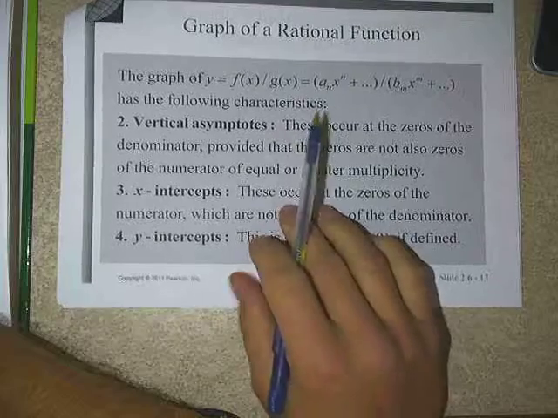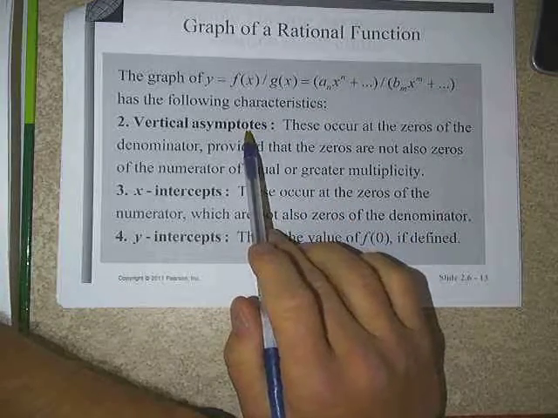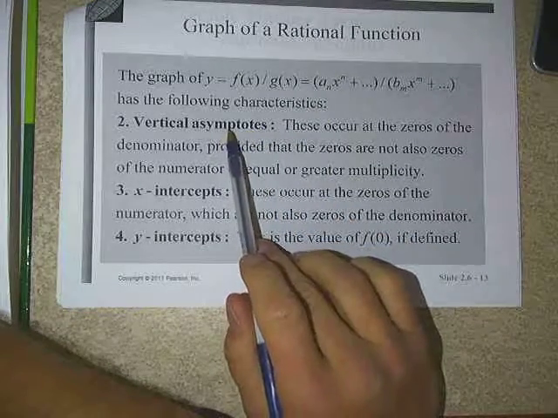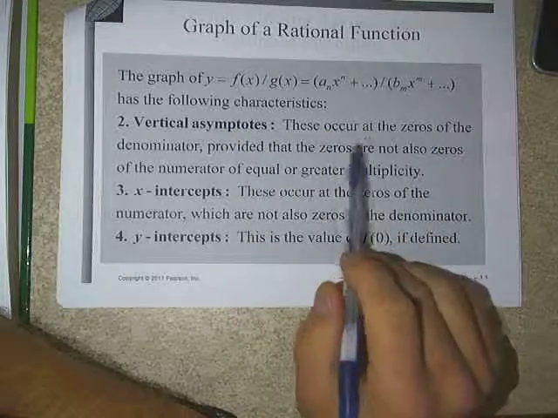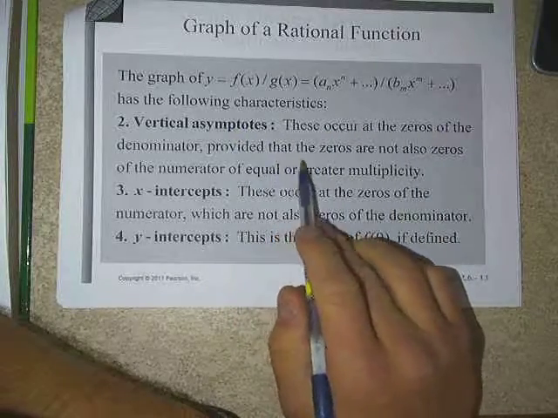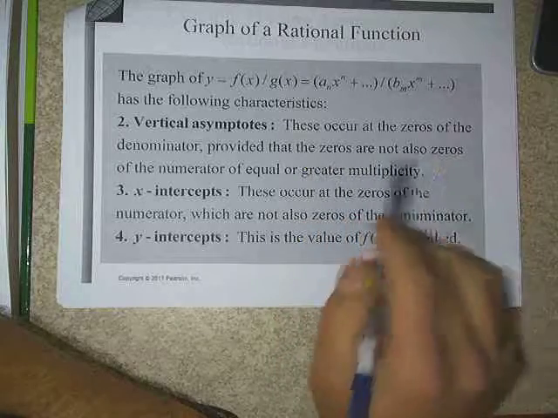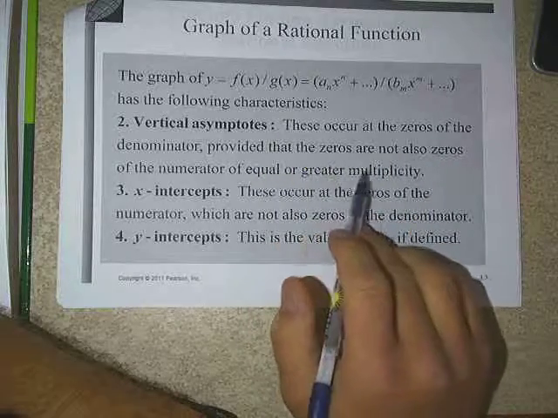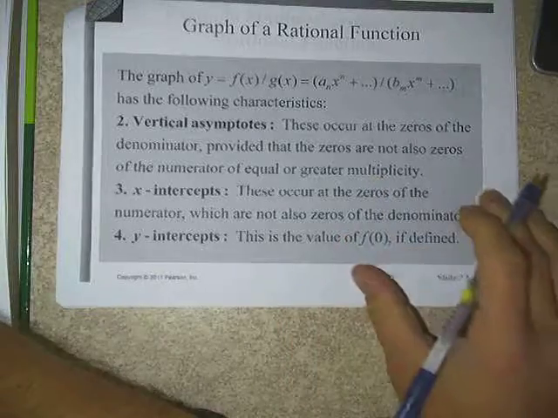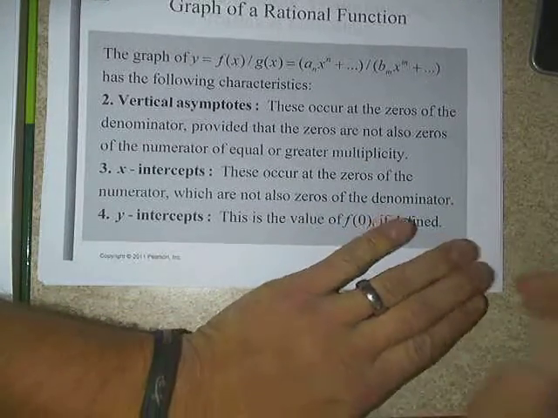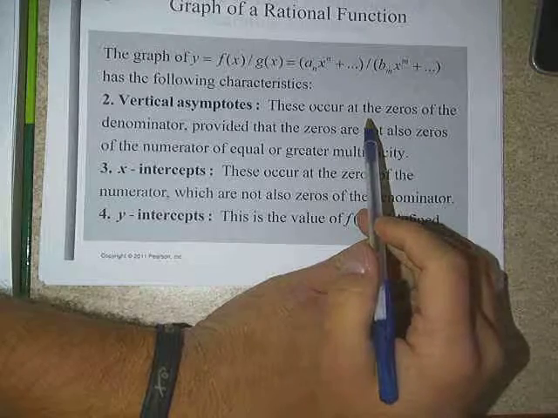All right, a couple other ideas about the graphs of a rational function. Once again, if we have a rational function, any polynomial over any other polynomial, regardless of degree, there are a couple of characteristics that we're always going to have. Number two on this, besides the end behavior situation, we'll have vertical asymptotes. These are going to occur at the zeros of the denominator, provided that the zeros are not also zeros of the numerator of equal or greater multiplicity.